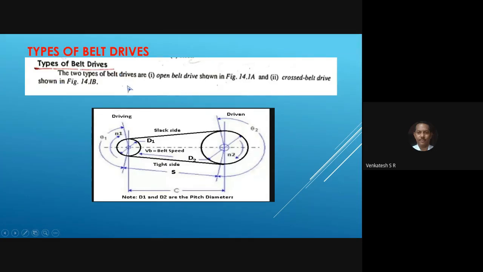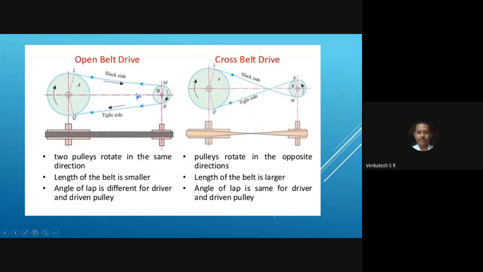Before that, types of belt drives, write down one by one. Number one, open belt drive. Number two, cross belt drive. All of you go through the diagram. On the left side you have the open belt drive, and on the right side you have the cross belt drive.